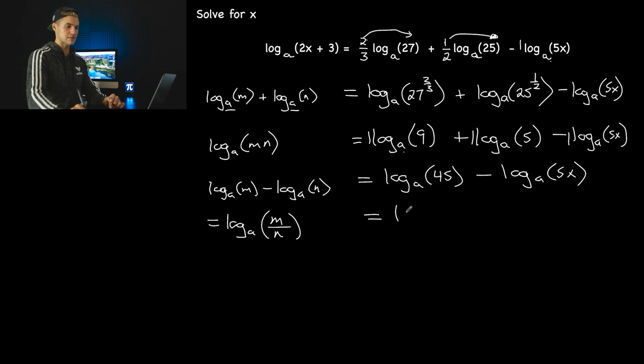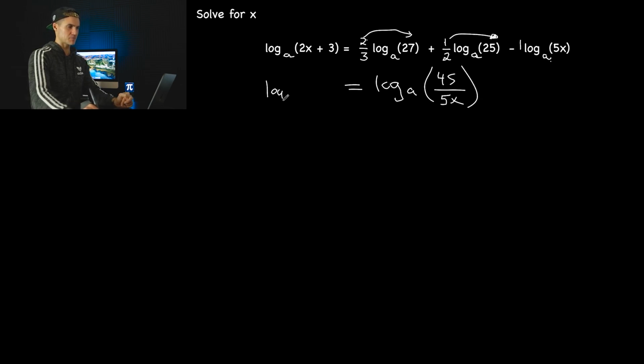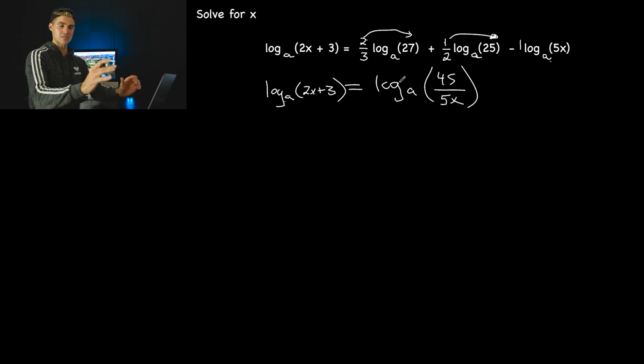So we can rewrite this as log base a of 45 over that entire expression, 5x, like that. All right, and now notice we have that one logarithm on the right side, right? So we took this entire expression here and used logarithmic rules to write it as one logarithm on the right side. And so now, still on the left side, we still have this log base a of 2x plus 3, but like I mentioned, we have log base a of something, log base a of something. That means that those two brackets have to be equal.